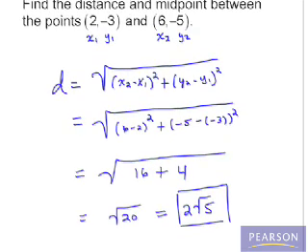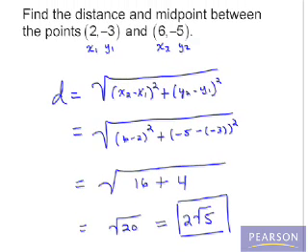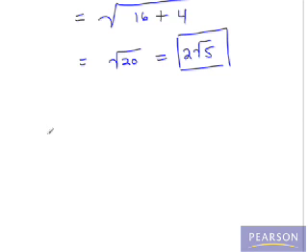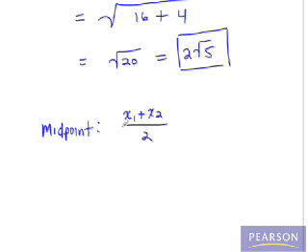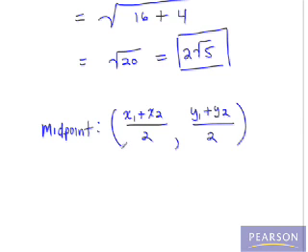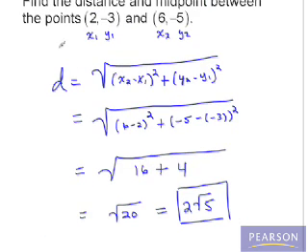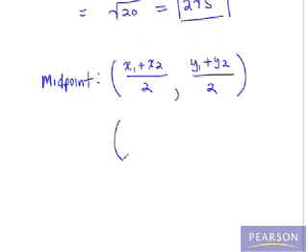The second part of the problem was to find the midpoint between the 2 points, and the way we find the midpoint is we take our 2 x coordinates, add them together, and divide that by 2. That's the whole thing, the x coordinate of the midpoint. And then we do the same thing for the y coordinates. We'll add our 2 y coordinates together and cut that in half, and think of that as being an ordered pair or a point. So our 2 x coordinates were 2 and 6.